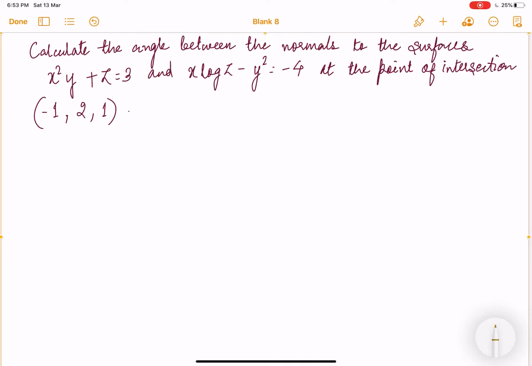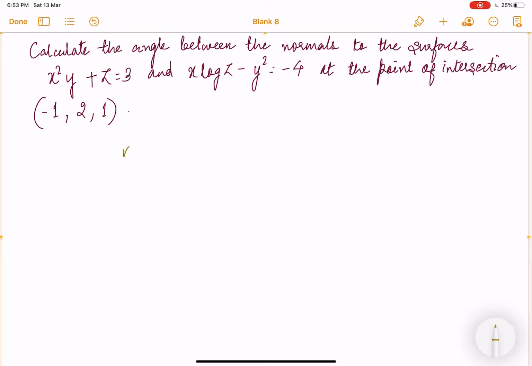Calculate the angle between the normals to the surfaces x squared y plus z equals 3 and x log z minus y squared equals minus 4 at the point of intersection (-1, 2, 1). Okay, so here we have to find the angle between the normals to the surfaces.